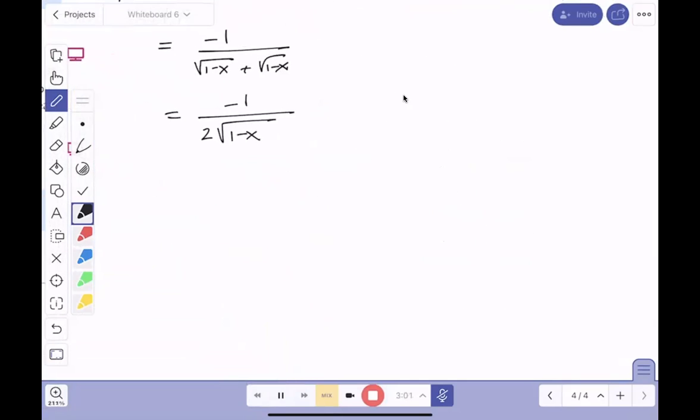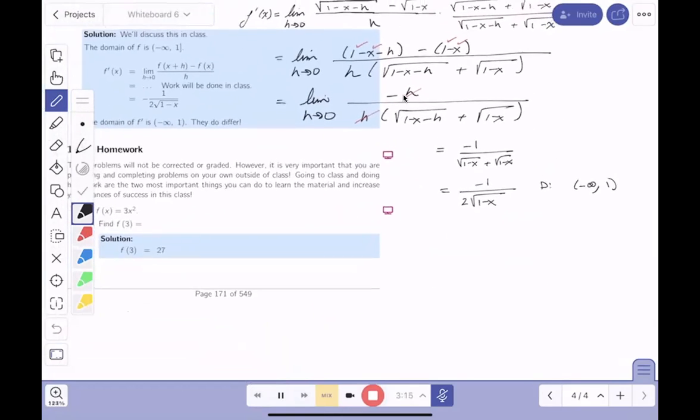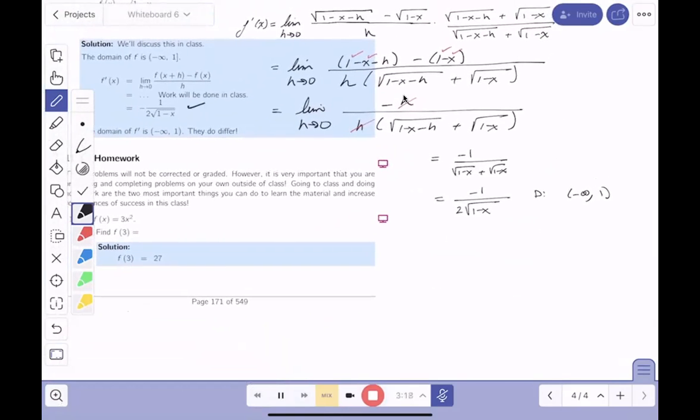All right, what's the meaning of this guy over here? Well, it's almost like the other guy, but I can't have 1 because it's division by 0. So the domain of this guy over here is going to be minus infinity up to 1, but it can't touch that number. Let's check to see how we did. I got it. And I got it. And I got it. Everything is done.